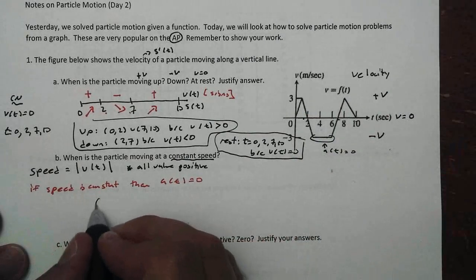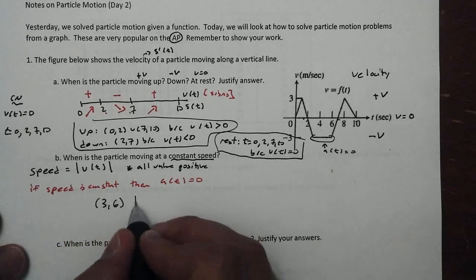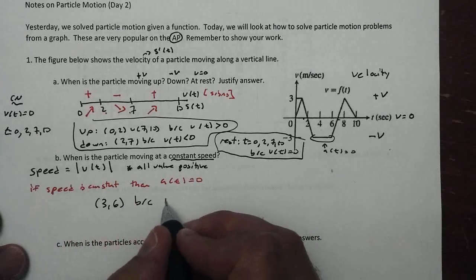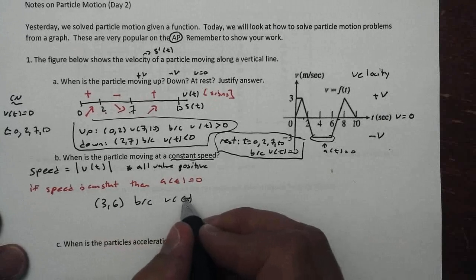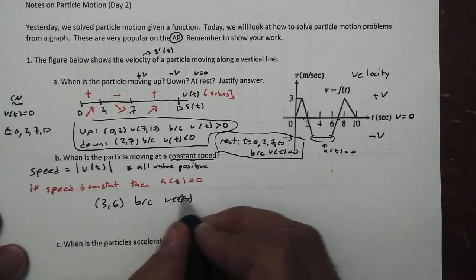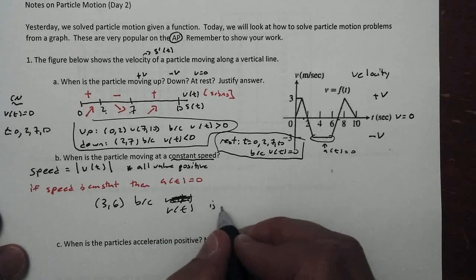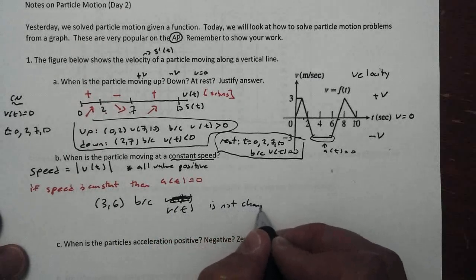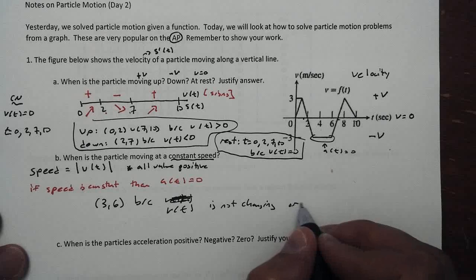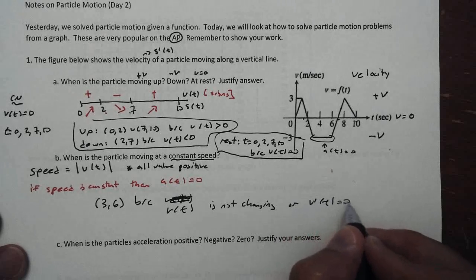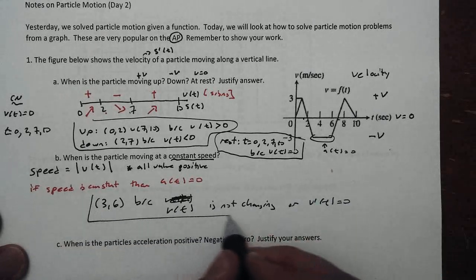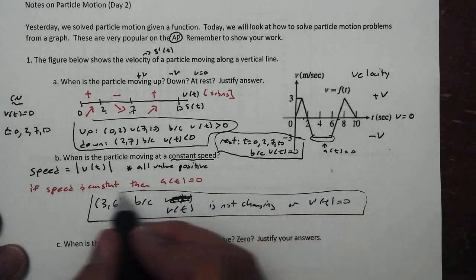So we would say between 3 and 6, and that is because the velocity is not changing, or v prime of t is 0 right there. And that's what we're looking for in our answer.